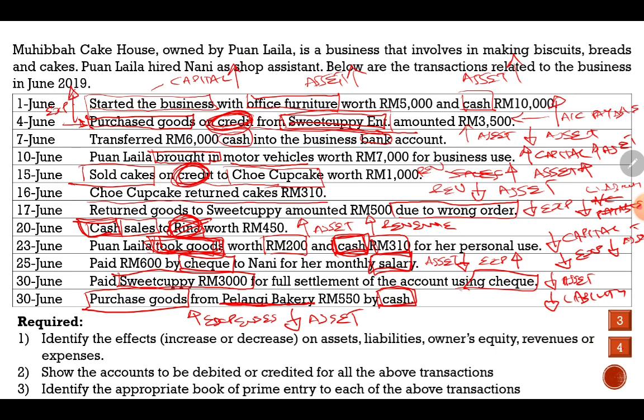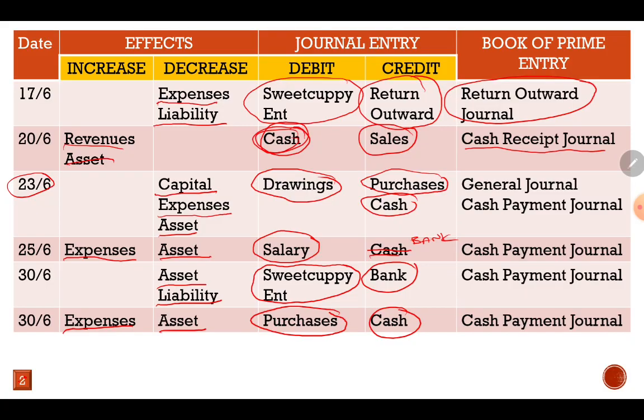Dia ada dua, okay. So, the journal or book of prime entry will be general journal for drawing of goods, for drawing of cash recorded in the cash payment journal. Okay, yang lain tu semua cash payment journal untuk salary. Ya. Salary paid by bank, bukan cash, ya. Tolong betulkan, ya. Salary paid by bank, cash payment journal. Paid to supplier, full settlement by bank, so cash payment journal. And the last one, cash purchases, kita record dalam cash payment journal.